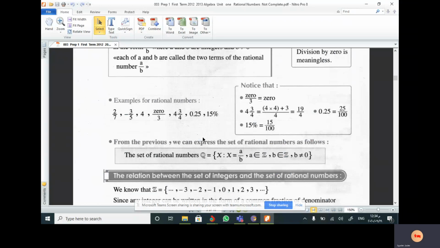From the previous week, we can express the set of rational numbers as Q equal set of X, where X equal A over B, A belongs to Z and B belongs to Z also, and B not equal 0.